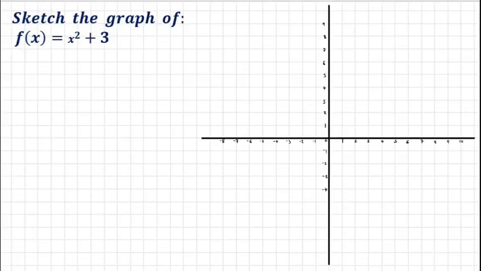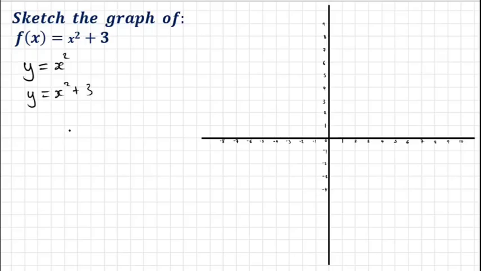Sketch the graph of f of x is equals to x squared plus 3. Alright, so to start with, it's important to note that we can do this in parts. First of all, our f of x is y, so we can say y is equals to x squared. Then in the second part, we can add the 3.